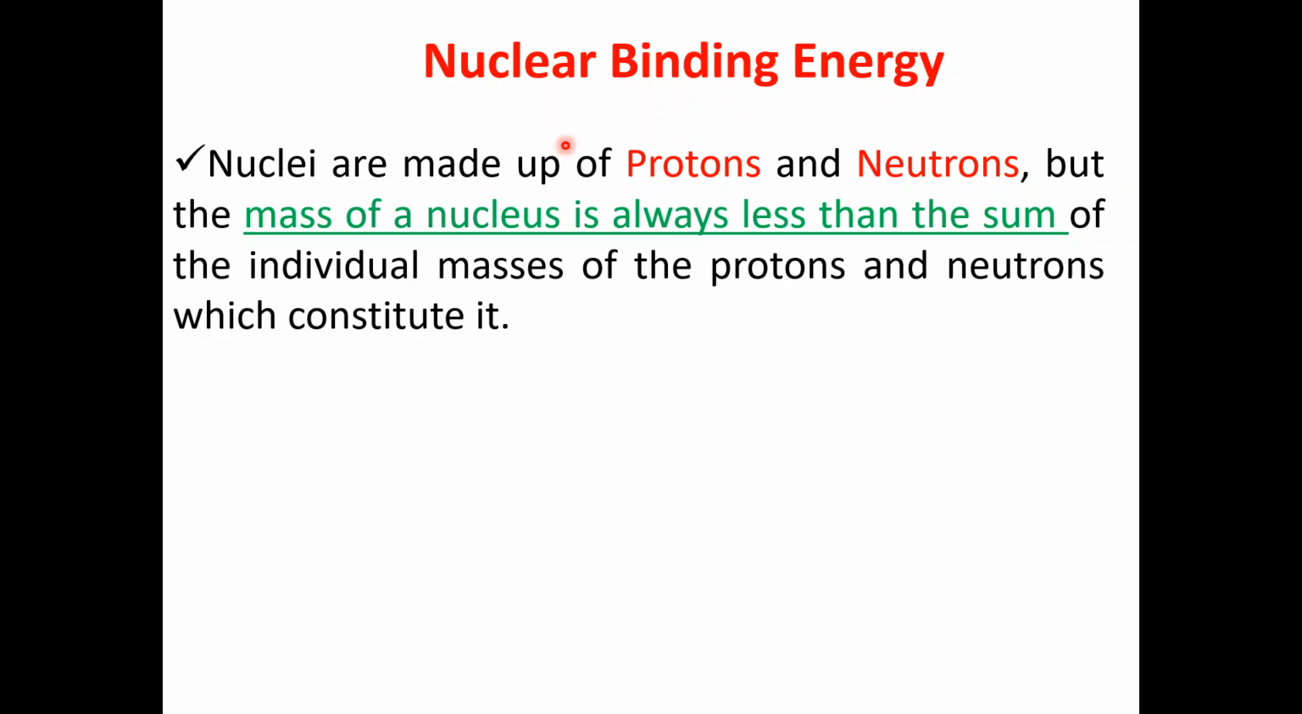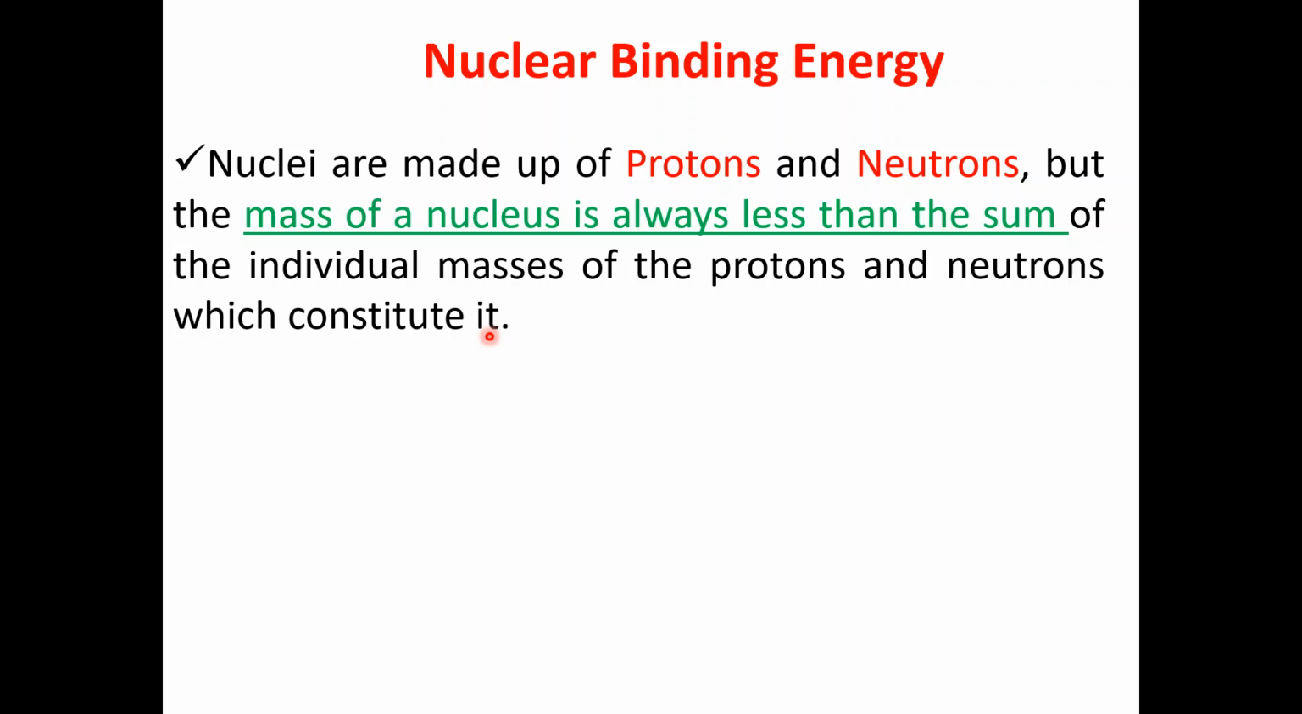Remember, just like we discussed in a previous lecture, that nuclei are made of protons and neutrons. The combination of these two, protons and neutrons inside the nucleus, are collectively called nucleons, and they are bound by the strong nuclear force. So let me start again. Nuclei are made up of protons and neutrons, but the mass of the nucleus is always less than the sum of the individual masses of the protons and the neutrons which constitute it. This is a well-known fact.